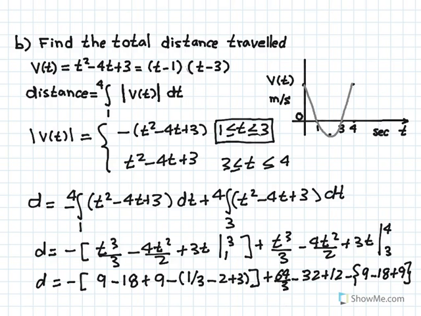I need to make a correction to this video. In part B, when we were evaluating the total distance traveled, the first integral, the limits of integration have to be from 1 to 3. So let's change that. 1, 2, 3. All right. Thanks.